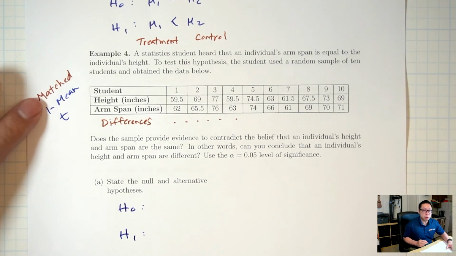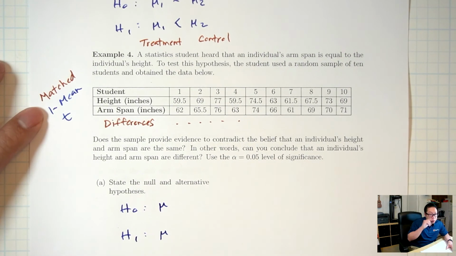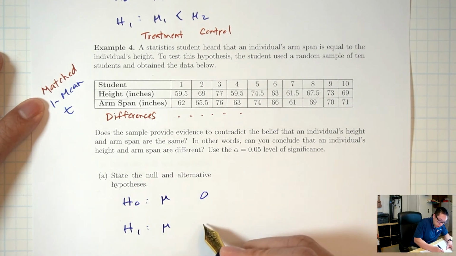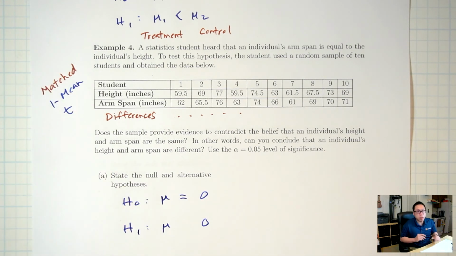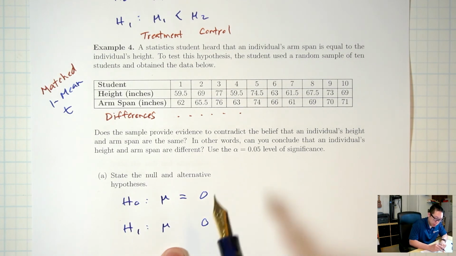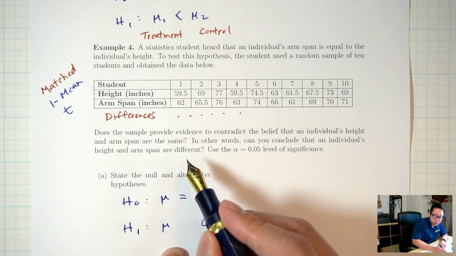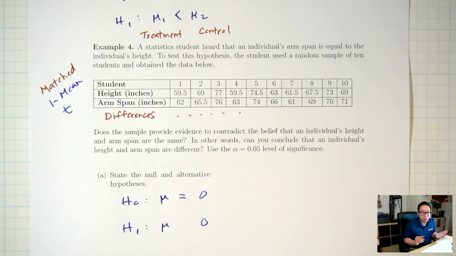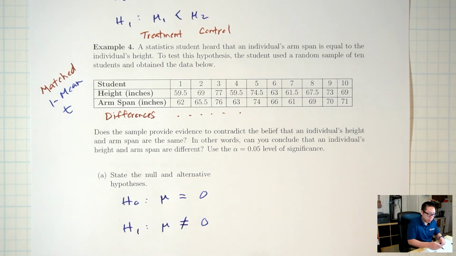Because we're running it as one mean, we'll just have one mean symbol. The matched situation, you're always comparing it with 0. H0 is always going to be equals. H1: less than, greater than, or not equals. This is the tricky one. But in this one, it's not that tricky because we're asking, can you conclude that an individual's height and arm span are different? Different is automatically going to be not equals. The tricky one is deciding whether it's less than or greater than. But here it's different. Difference is automatically going to be not equals.